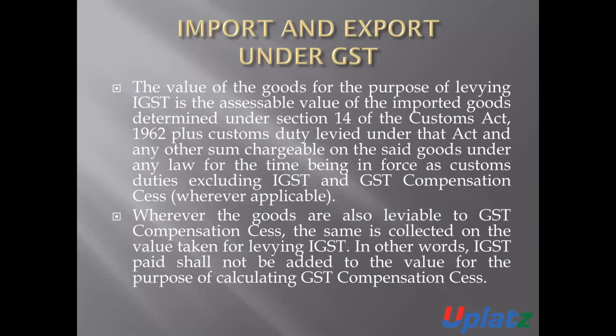Assessable value plus custom duty plus any other sum which is chargeable to tax under any other law for the time being in force, but it does not include IGST and GST compensation cess. Whenever goods are also levied to GST compensation cess, just like luxurious goods, which are liable to GST compensation cess, the same is collected on the value.